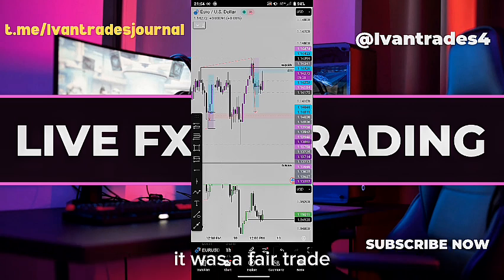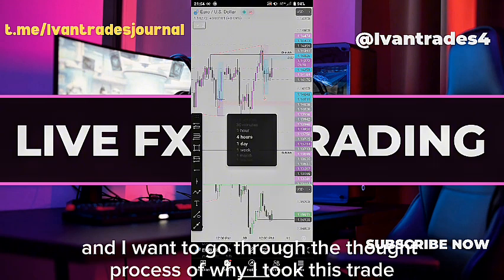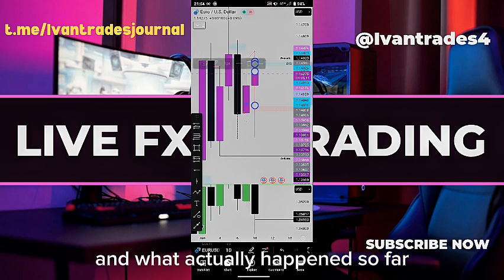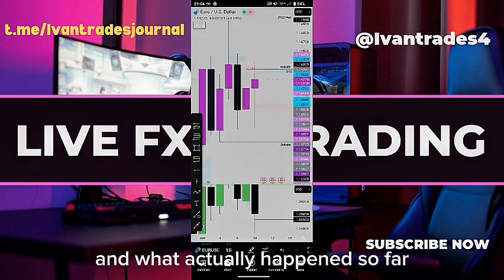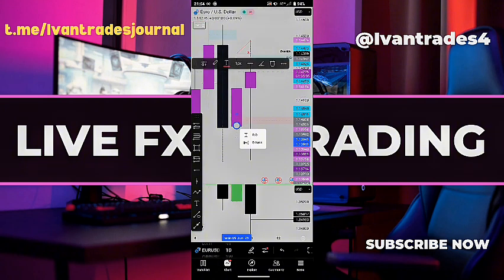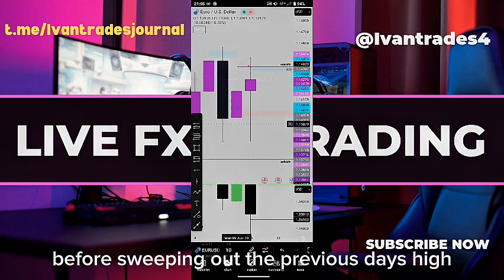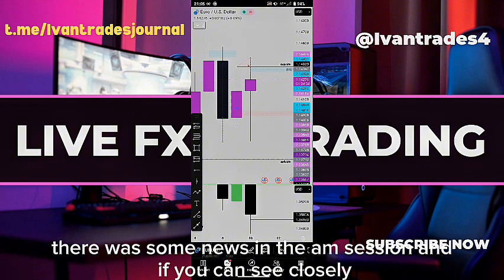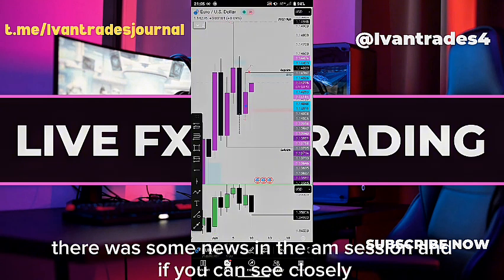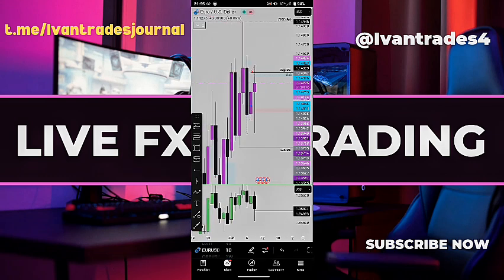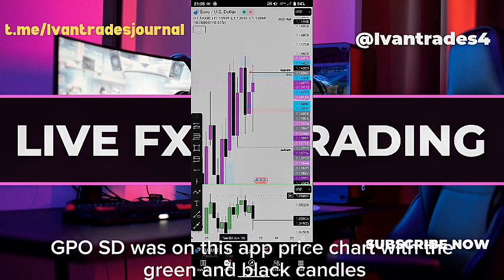It was a sell trade, and I want to go through the thought process of why I took this trade and what actually happened. When the day opened, we saw the price sweeping the previous day's low right here before sweeping out the previous day's high. There was some news in the AM session, and if you look closely, you can see how much more bearish GBP/USD was on this price chart with the green and black candles.